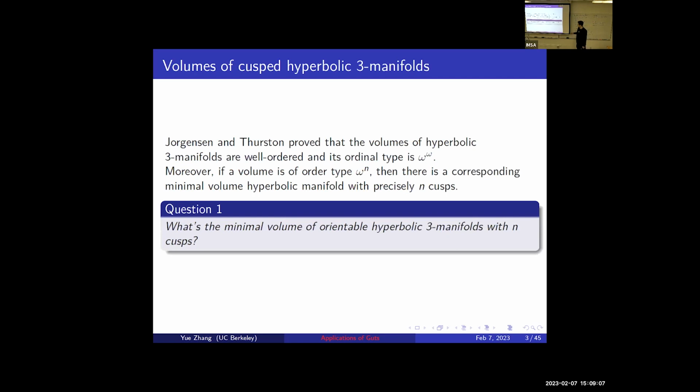So for the first one, Jørgensen and Thurston proved that the volumes of hyperbolic manifolds are well ordered, and its ordinal type is omega to omega. Moreover, if a volume is of order type omega to n, then there is a corresponding minimal volume hyperbolic manifold with precisely n cusps. So it's very natural to ask the question, right? What's the minimal volume of orientable hyperbolic manifolds with n cusps?